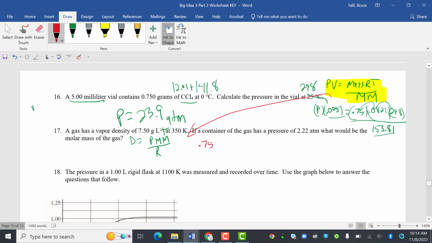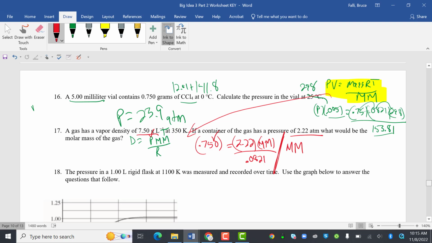So 0.750 equals 2.22 atmospheres. That's pressure, right? Atmospheres are pressure. The density is this, grams per liter. What would be the molar mass? So molar mass is what I'm solving for, and R is 0.0821. So when I solve for molar mass, I'll have 0.75 times 0.0821 divided by 2.22. And I get a number less than 1, which is terrible.